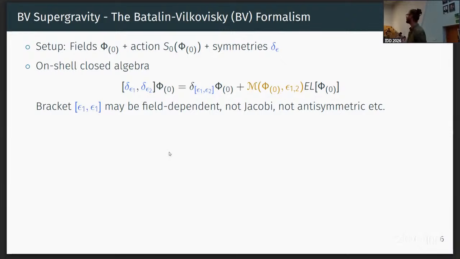And then we assume that these symmetries form a very, very generic algebra. Namely, you have some kind of commutator on the left-hand side. You want the commutator, again, to give some kind of gauge transformation with some kind of bracket of the parameters. And then you have stuff that only vanishes on shell. And these terms, M here, govern how this algebra only closes on shell.